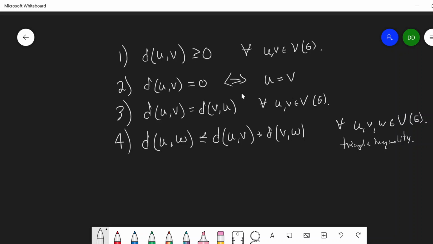So as I said, this tells us that graphs together with this distance function give us a metric space. And we can talk about, instead of distance from one vertex to another, just distance between two vertices.